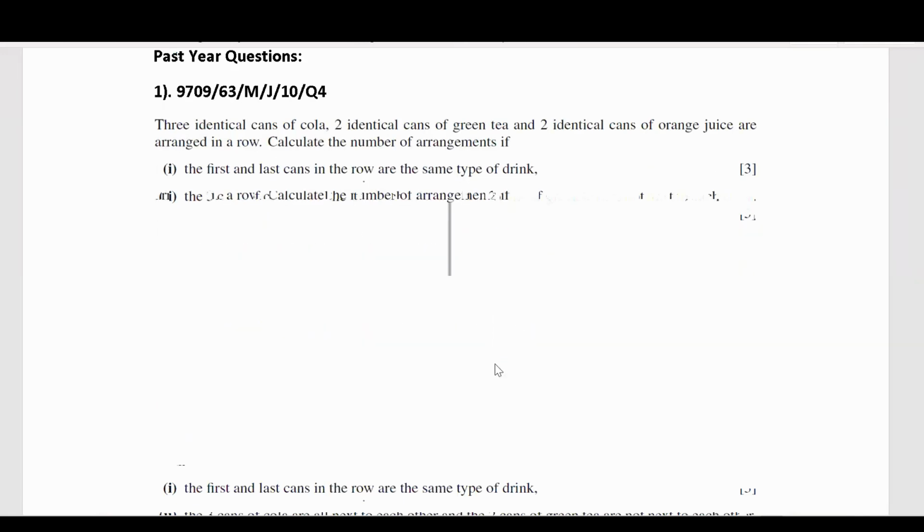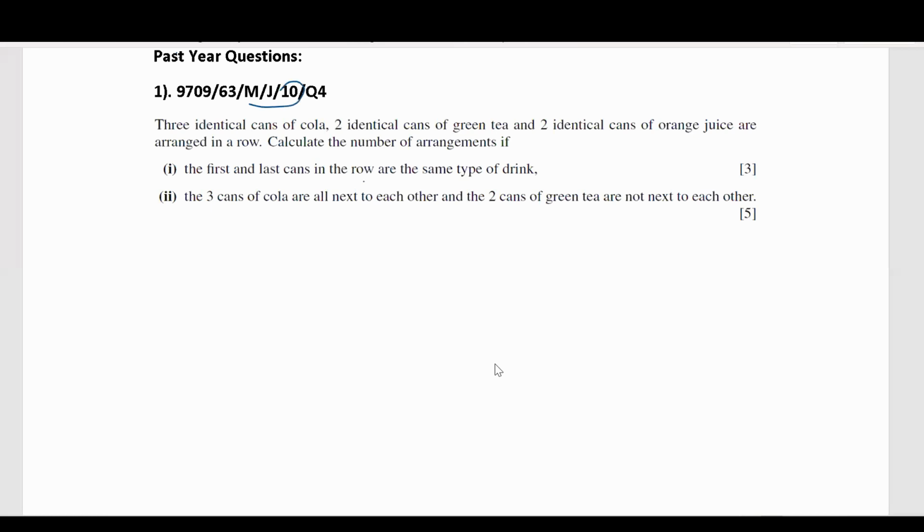This is a question from May/June 2010, variant 6.3. 3 identical cans of cola, 2 identical cans of green tea, and 2 identical cans of orange juice are arranged in a row. The keyword: calculate the number of arrangements. The keyword again, in part 1: the first and last cans in the row are the same type of drink. So this is the restriction.